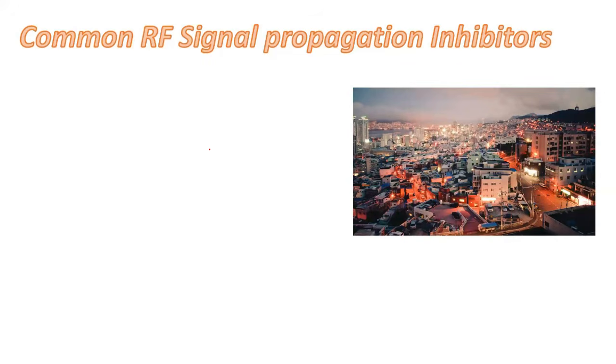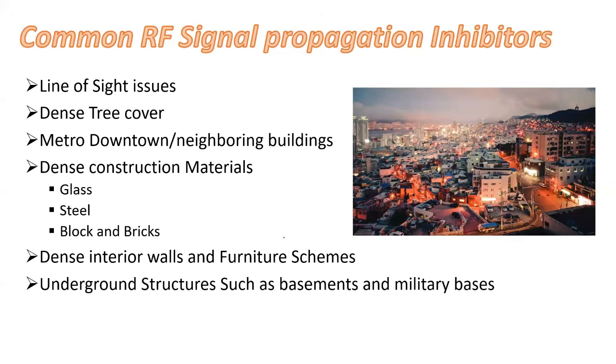As you know, radio signals are electromagnetic waves that travel freely through the air, and they can be absorbed, refracted and diffracted by various materials. But after 9/11, we have stricter building codes for metallic qualities in glass and stronger steel supports in new buildings. So we may have issues related to line of sight, dense tree cover, metro downtown and neighboring buildings, dense construction materials like glass, steel, blocks and bridges, dense interior walls, and the furniture scheme. In addition, we have issues related to underground structures such as basements and military bases. So these are the common propagation inhibitors, right?